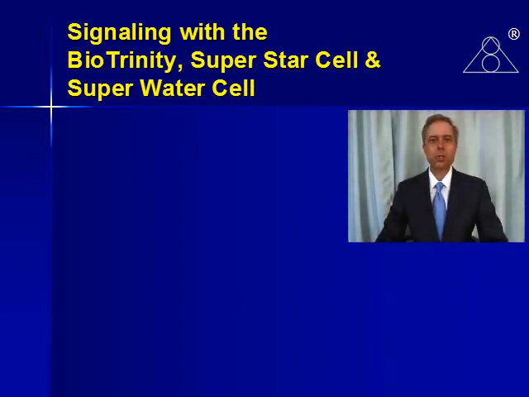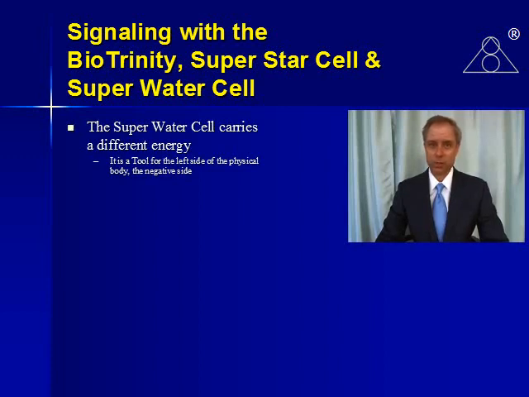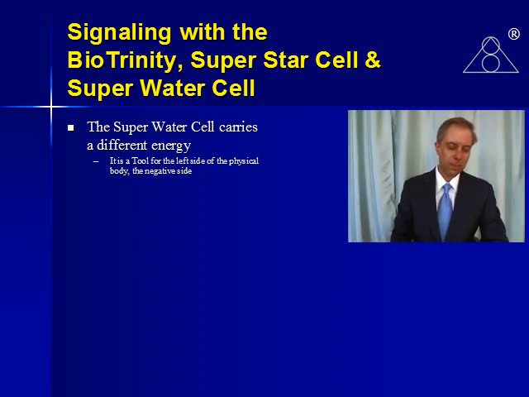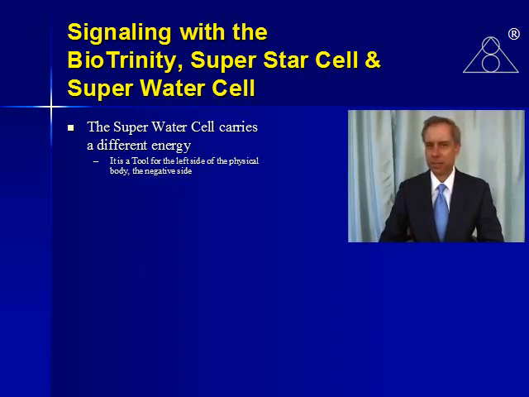Very good. So the motion of the signal star over the super water cell was probably different for you than the motion of the signal star over the super star cell or the personal BioTrinity. You'll recall the personal BioTrinity and the super star cell both have a positive indicator, while the super water cell has a negative indicator. Now, Lantos made it clear that the fact that the super water cell has a negative indicator doesn't mean that it's a negative tool. In fact, it's a highly positive tool. It just means that it carries the opposite form of energy, the opposite energy from the super star cell.